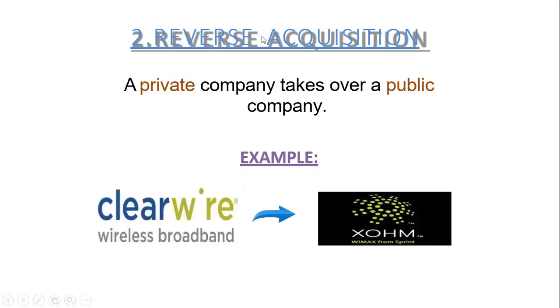Now, what is reverse acquisition? A private company takes over a public company. Clearwire, wireless broadband. Now, when a private company acquires a public company, what will happen? It is reverse acquisition. This public company will become private. Okay? Because it is acquired by a private company, it will become a private company.